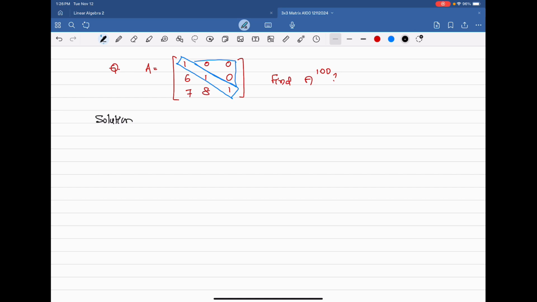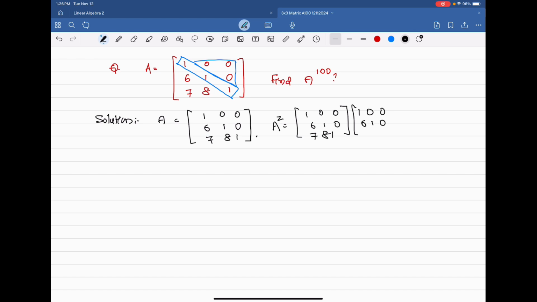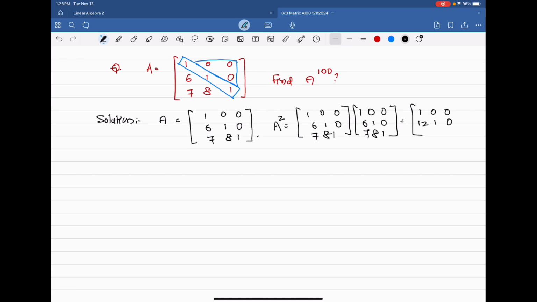Solution. What is A? A is equal to [1 0 0; 6 1 0; 7 8 1]. What will be A square? [1 0 0; 6 1 0; 7 8 1] into [1 0 0; 6 1 0; 7 8 1]. That is equal to [1 0 0; 12 1 0; 62 16 1]. I think you are all aware of finding the product of a matrix. Now let's go for A cube.